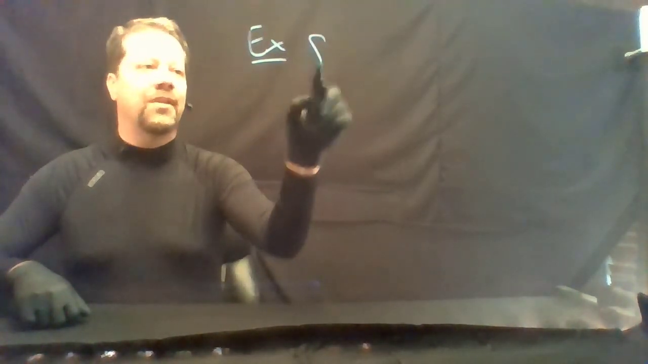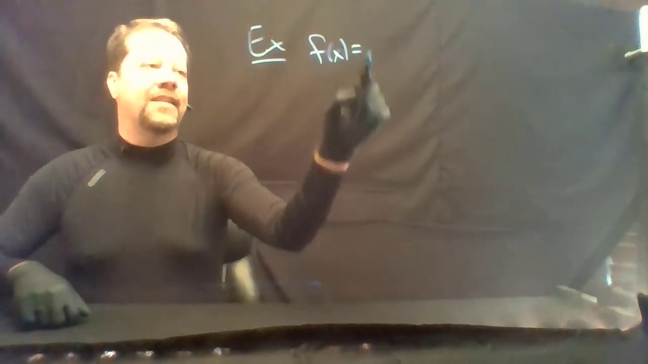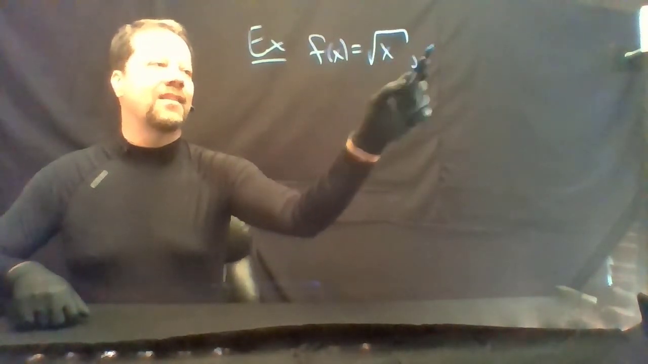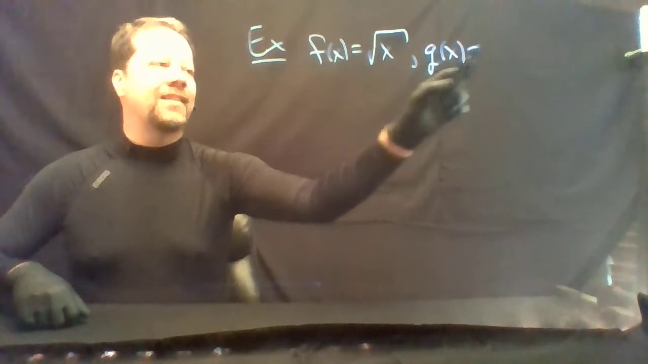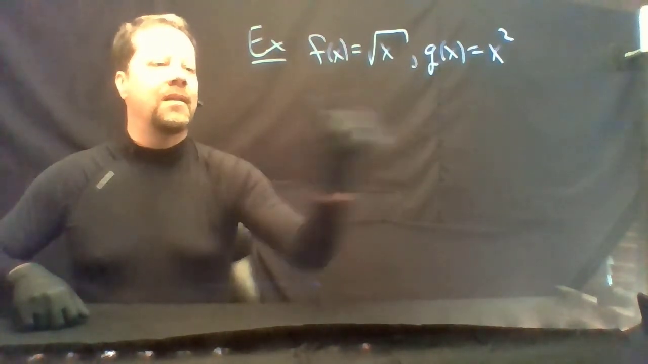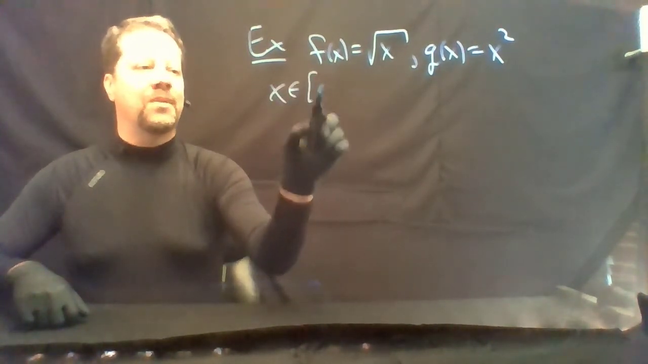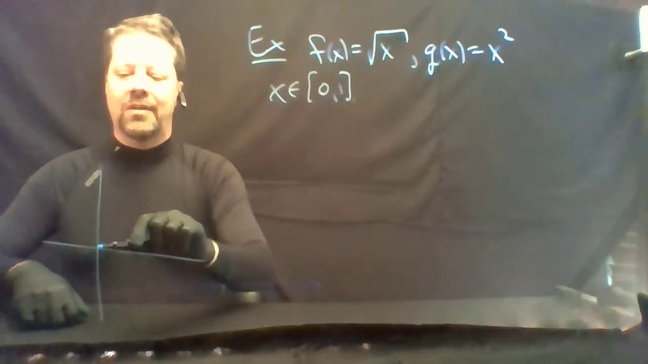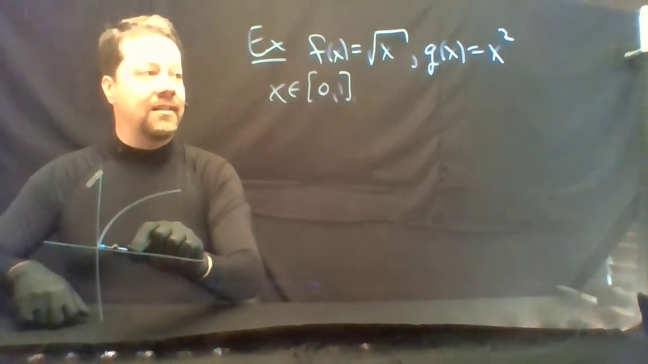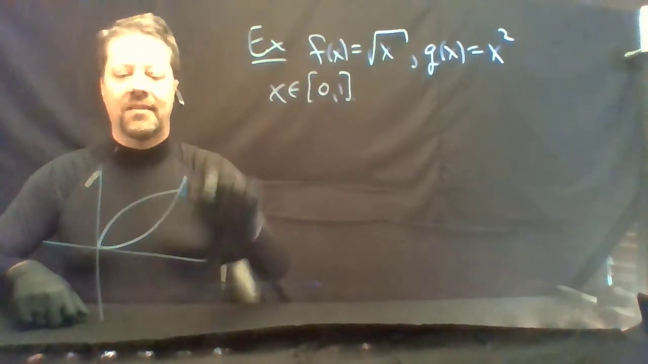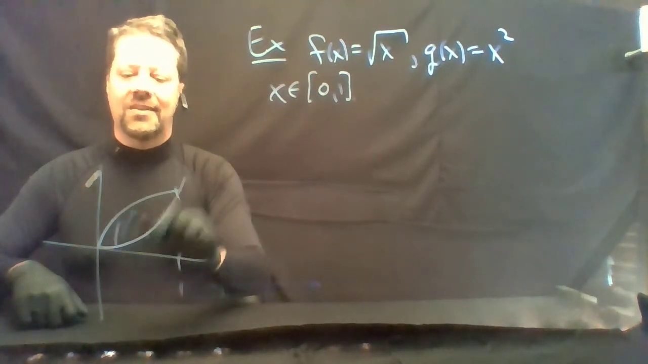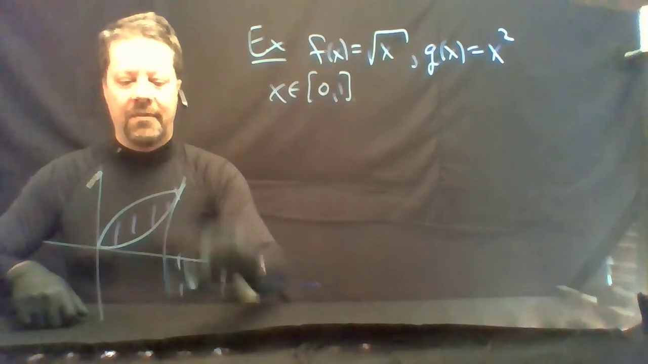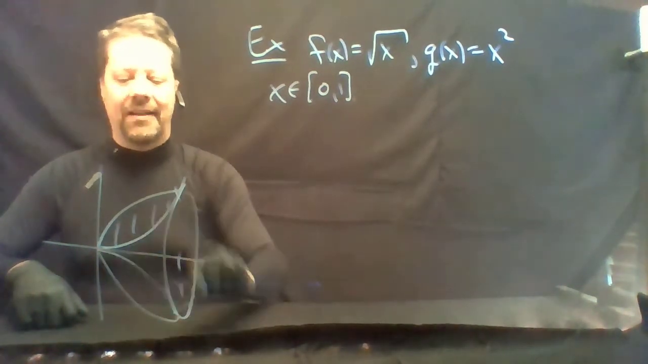That's it. As an example, suppose my two curves are f of x equals the square root of x, and g of x equals x squared. X takes values between 0 and 1. The square root of x looks like this, and x squared looks like this. We're taking this leaf-shaped region and flopping that around, generating a solid.